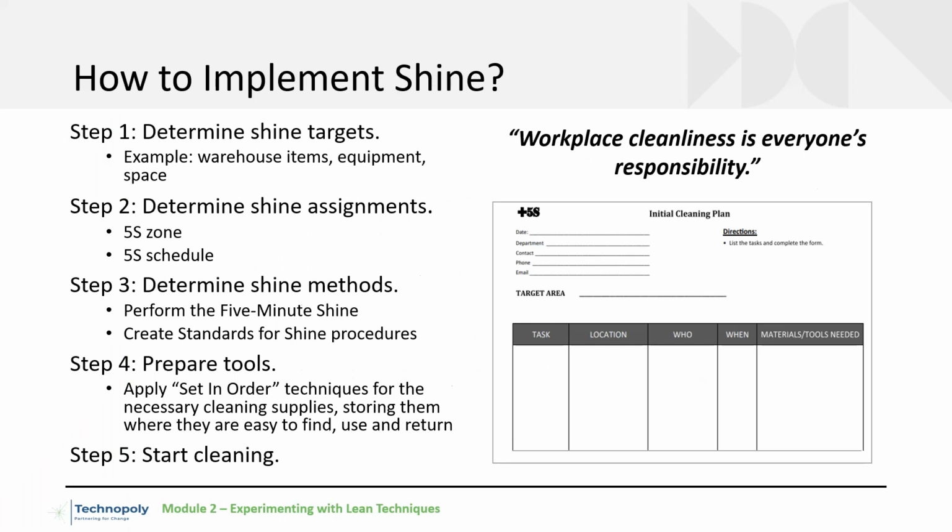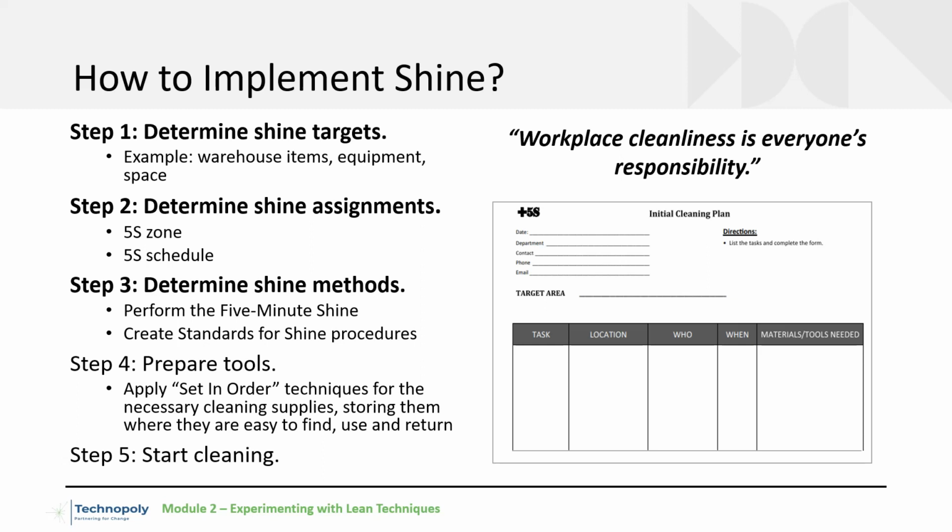There are 5 steps that need to be done in order to make your place shine. First, determine shine targets. This could be your warehouse items, equipment, or space. Second, determine shine assignments by dividing the work area into sections and assigning specific areas to individuals. Cleanliness is the responsibility of every employee. In order to make sure everyone participates, establish a schedule for routine cleaning as well as deep cleaning.